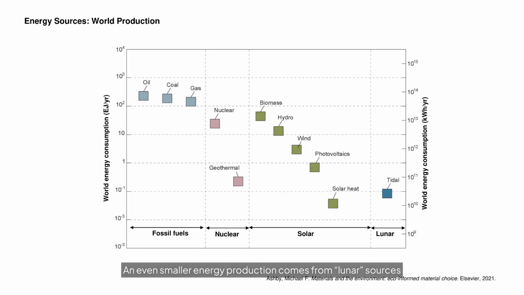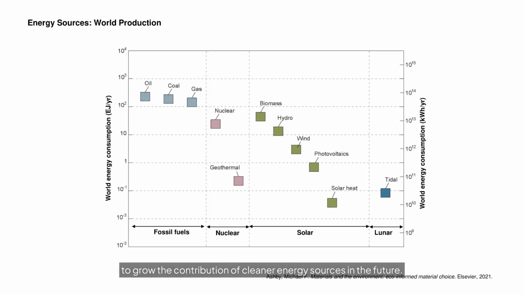An even smaller energy production comes from lunar sources such as tidal energy, driven by the moon's gravity. This chart highlights how heavily our world currently relies on fossil energy, and by the same token, how much opportunity there is to grow the contribution of cleaner energy sources in the future.